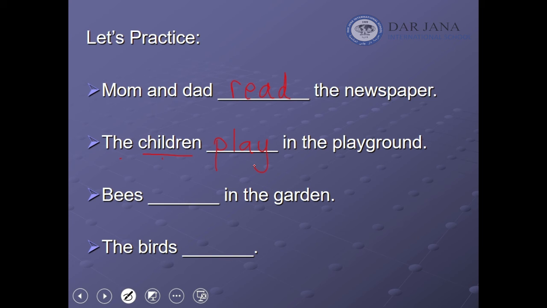Now let's look here. It says bees. Here you just have one word, but look at the letter S. It's talking about more than one. Bees in the garden. What do the bees do? That's right, they buzz in the garden.